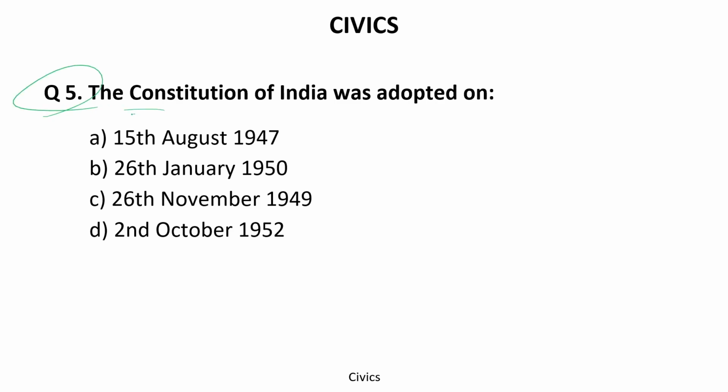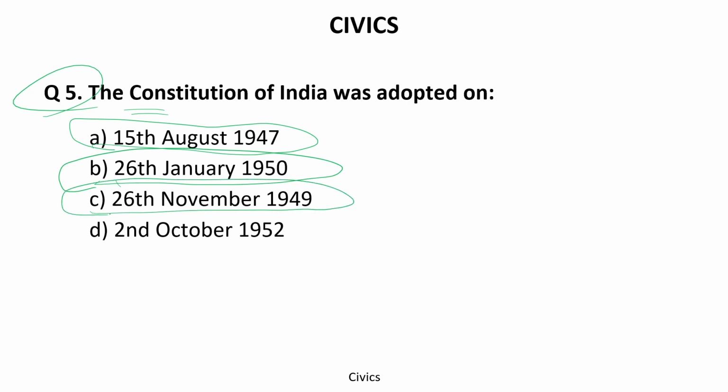Fifth question we have. The Constitution of India was adopted on: 15th August 1947, 26th August 1950, 26th November 1949, or 2nd October 1952. You have 40 seconds to think and answer.